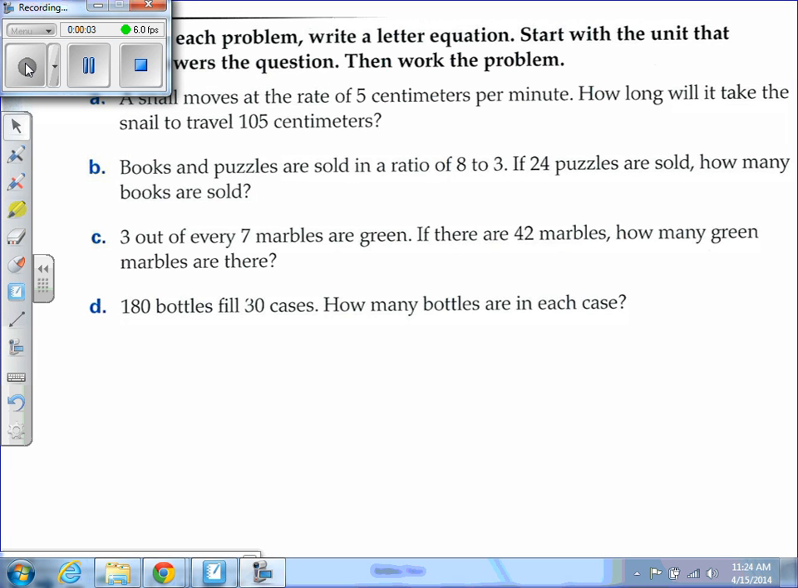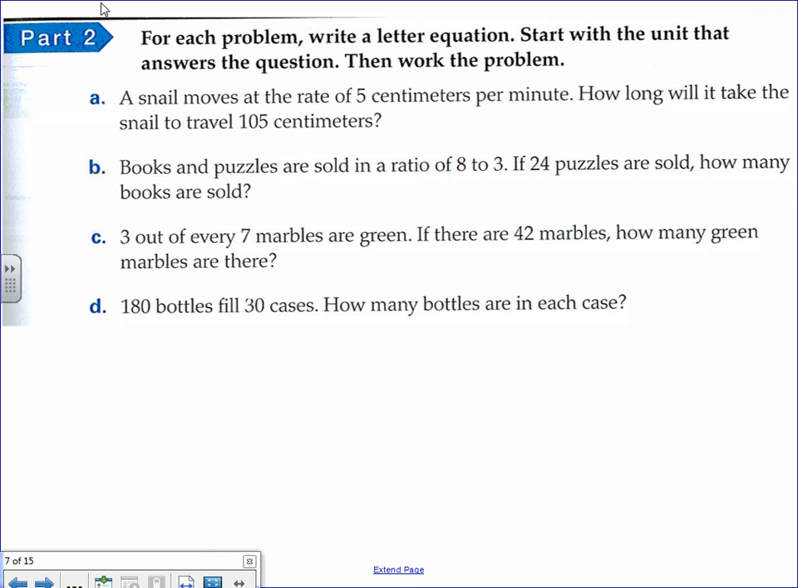Now we're going to review part 6 of your test. So what you see here is what is going to be on part 6 of your test. These are rate equation problems. We need to write the letter equation and then solve the problem. So for A, I'll just pull A down here and work it.